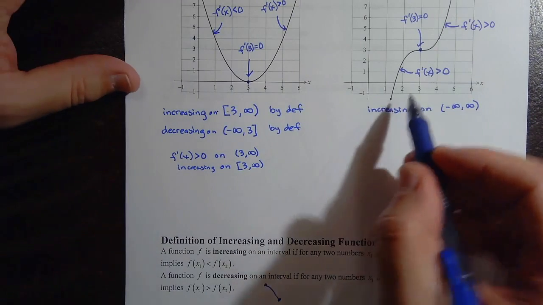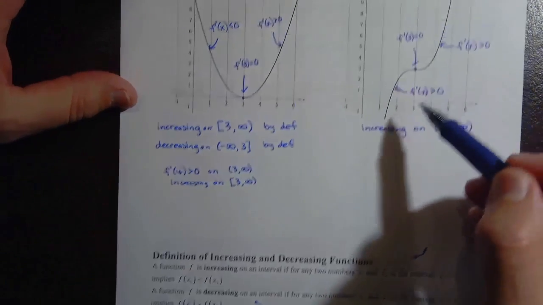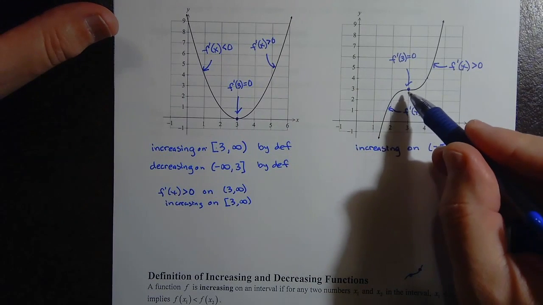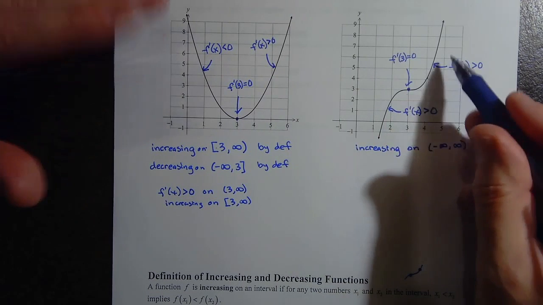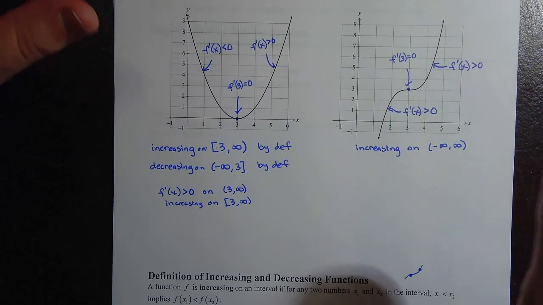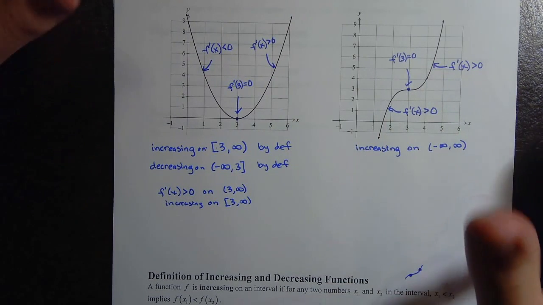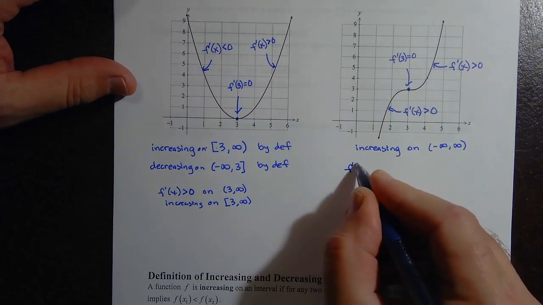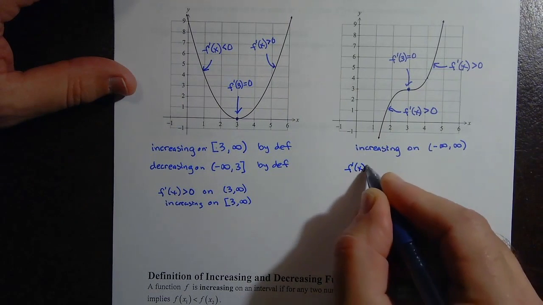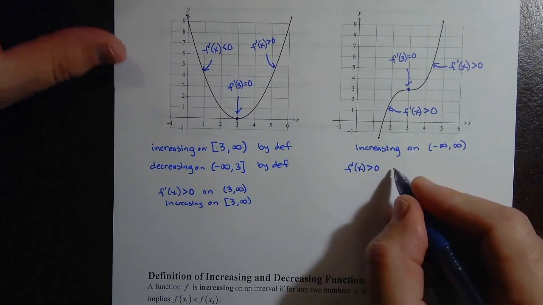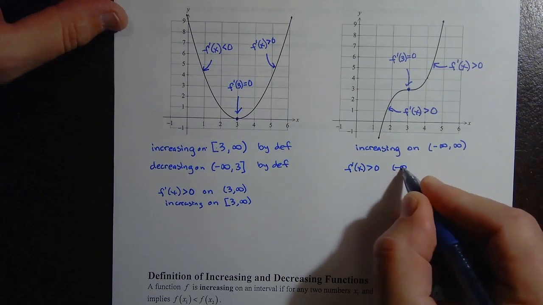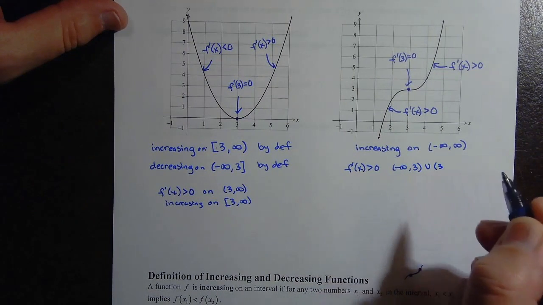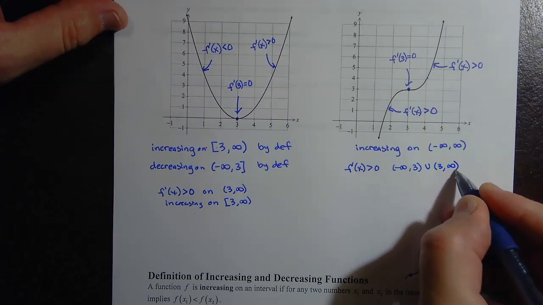All right. So over here, this is the one that messes people up because people say, oh, it's only increasing from negative infinity to 3 and then union 3 to infinity, right? We're strictly using positive derivative to mean increasing. That's not true, okay? So if I ask you, where is the derivative positive? Where is it greater than 0? You would answer that with this. It would be negative infinity up to 3, not including 3, union, or not comma, 3 to infinity, all right?